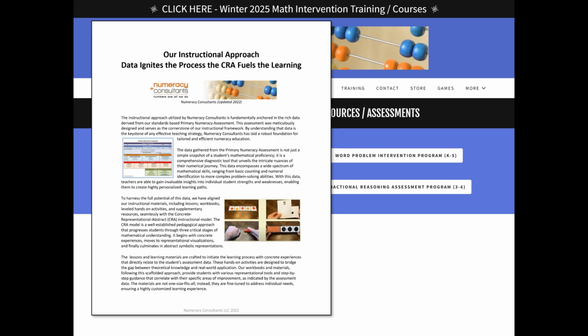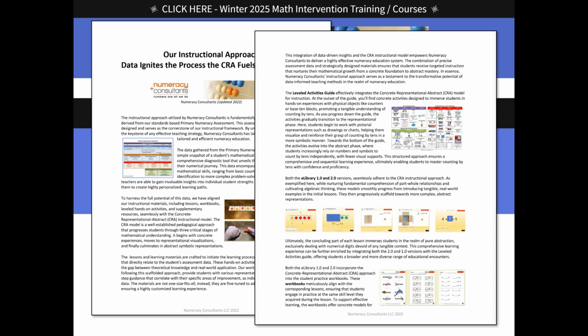The second part talks about our instructional approach: data ignites the process, but the CRA fuels the learning. We use something called the CRA instructional model, and this explains how all of our materials are designed, how our instructional components are built, and how everything follows that CRA instructional model. If you're interested, it's on the website, and you can take a look. They're all pretty quick reads and have everything documented there for you.